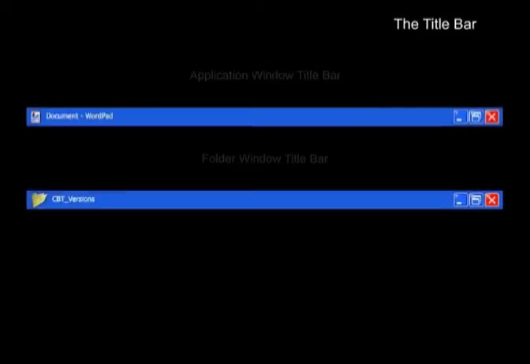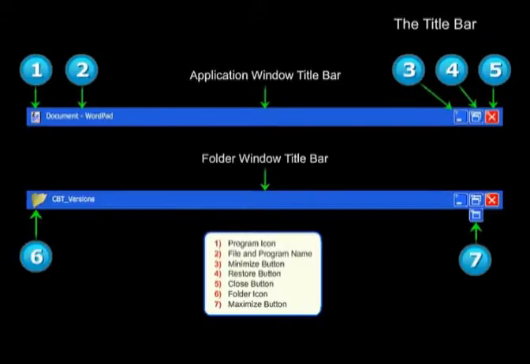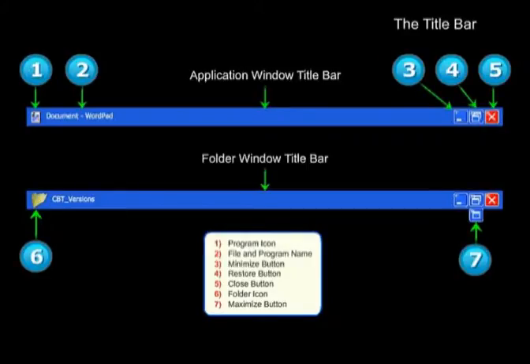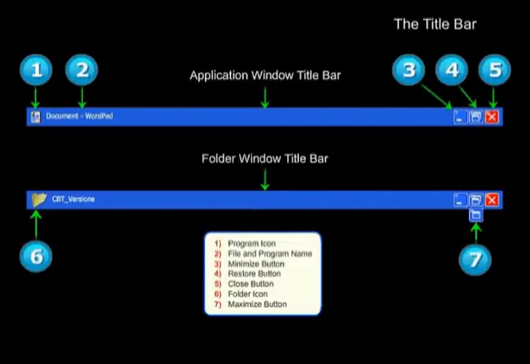The horizontal bar at the top of the window is known as the title bar. In case of an application, the title bar contains the program icon and the name of the program. It also shows the name of the opened file, if any. If the window shows contents of a folder, then it contains the folder icon and the name of the folder.